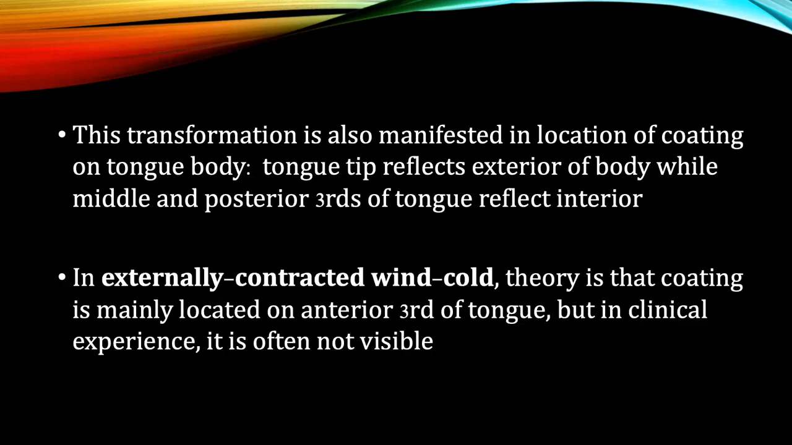This transformation is also manifested in location of coating on tongue body. Tongue tip reflects exterior of body, while middle and posterior thirds of tongue reflect interior. In externally contracted wind cold, theory is that coating is mainly located on anterior third of tongue, but in clinical experience, it is often not visible. Okay?